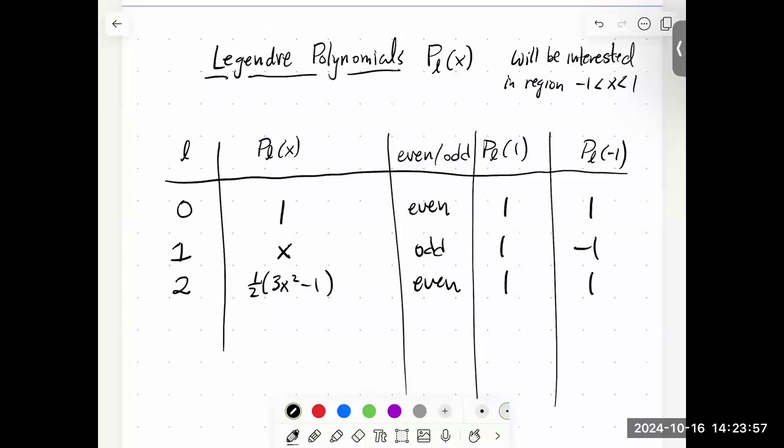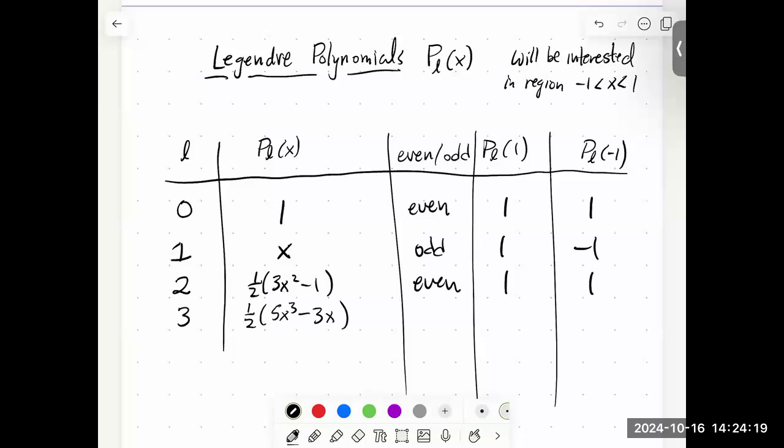All right, let's do a couple more. L equals 3. We're going to get 1/2 times (5x cubed minus 3x). There's kind of a pattern emerging here, right? The even values of L have only even powers of x.